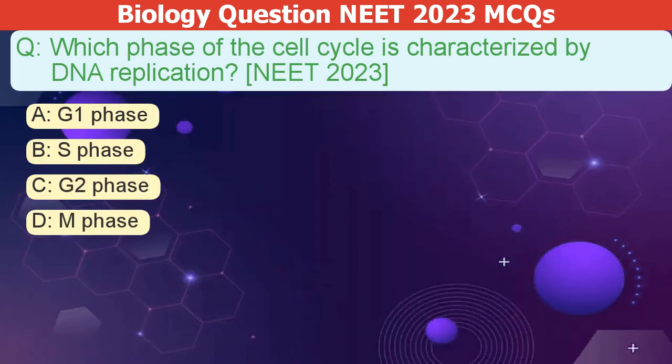Which phase of the cell cycle is characterized by DNA replication? NEET 2023. A. G1 phase. B. S phase. C. G2 phase. D. M phase.